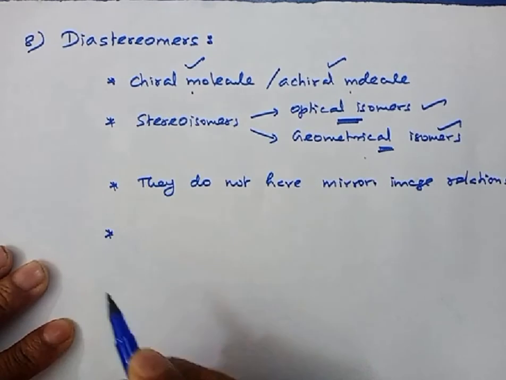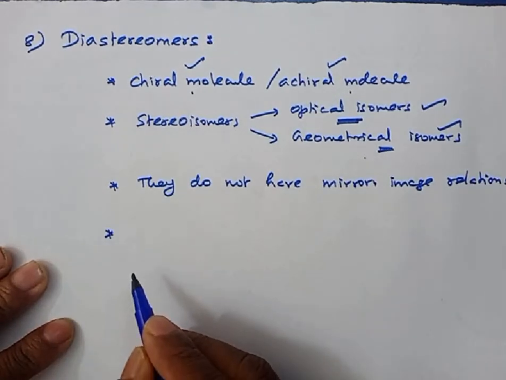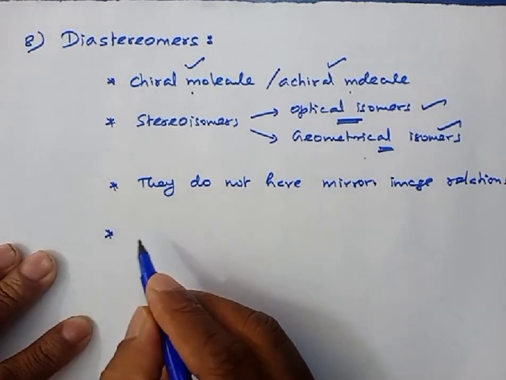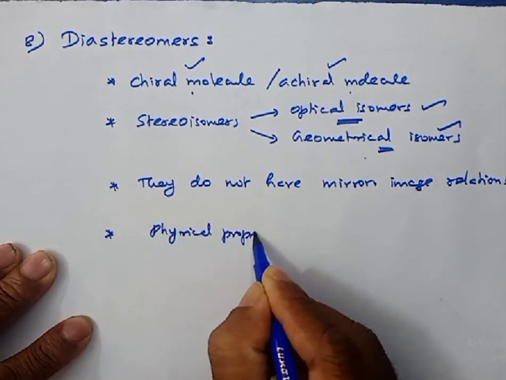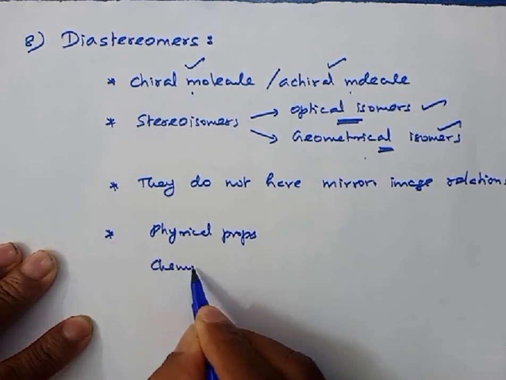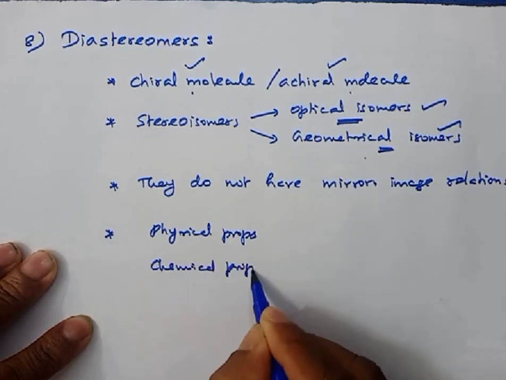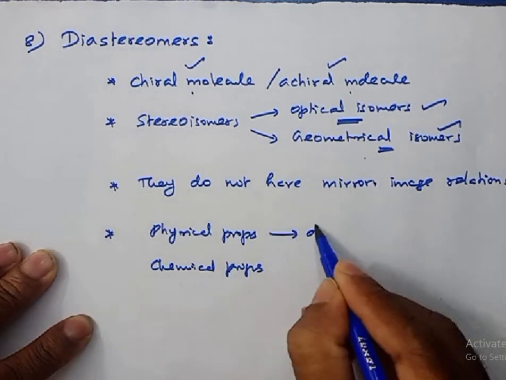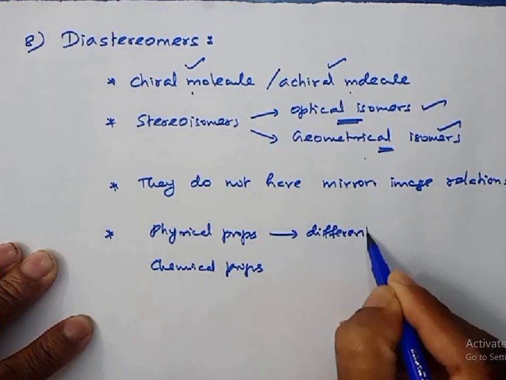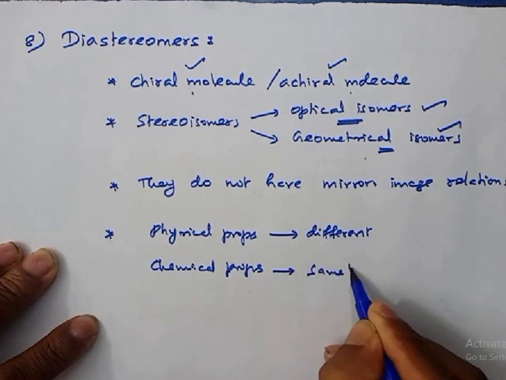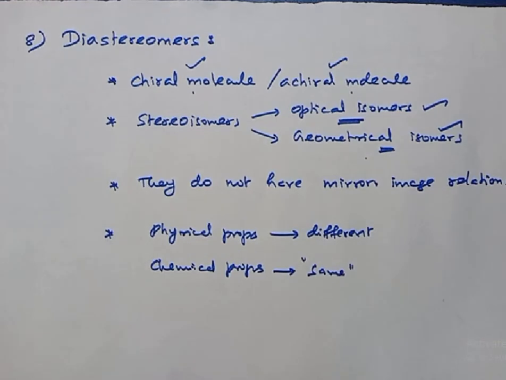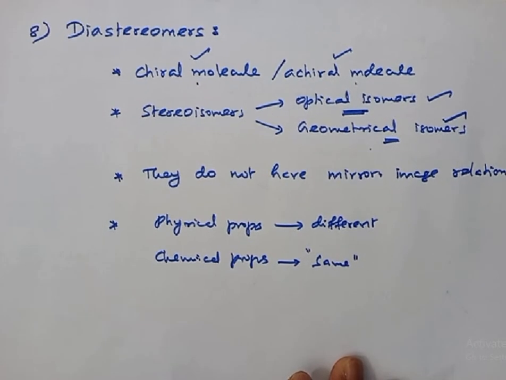And the next important one: physical properties. Usually physical properties are different. They may have the same chemical properties, but physical properties are different. That's very, very important. This is regarding diastereomers.